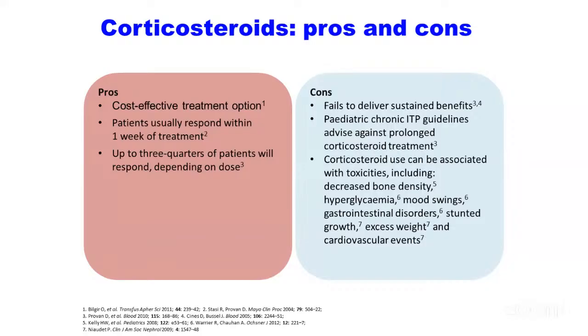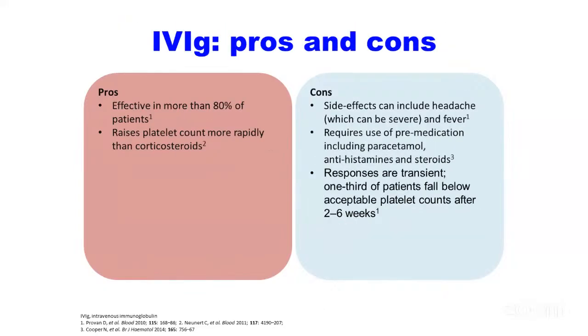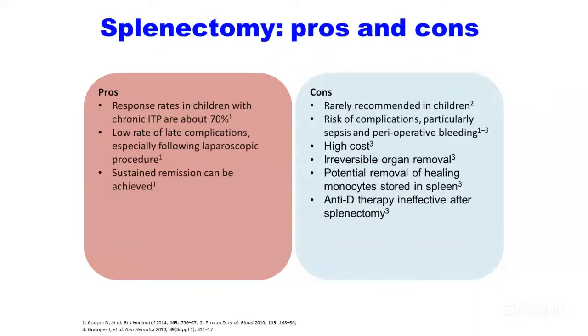I just highlight the corticosteroid pros and cons. Corticosteroids are a cost-effective treatment, usually respond within 1 week, and 3/4 of the patients respond most of the time. There are many side effects on the steroids, you all know this. IVIG is effective in 80% of the patients and raises platelet count very rapidly, but there are side effects like headache and fever. It requires pre-medication, and responses may be transient. 1/3 of the patients fall below the acceptable level.